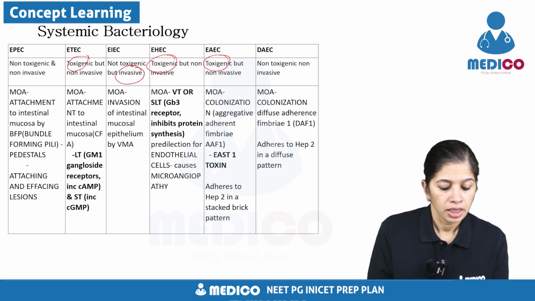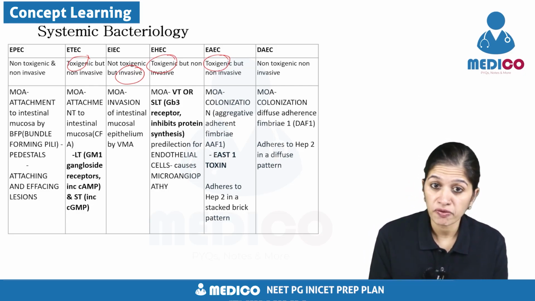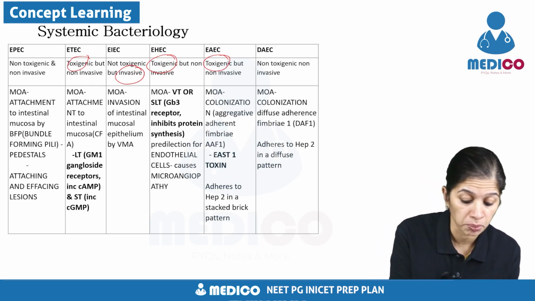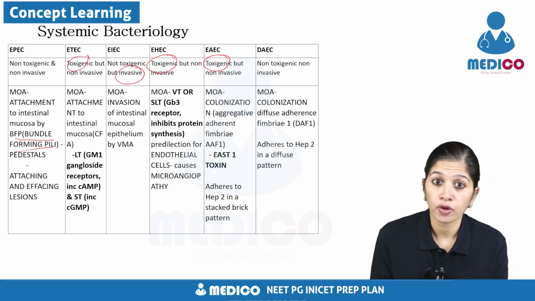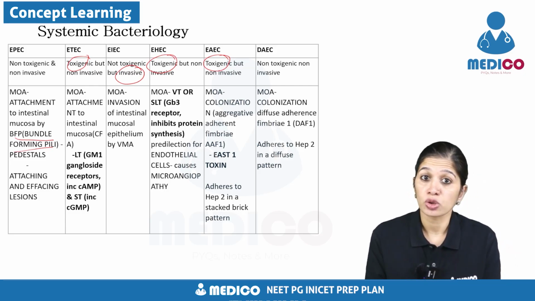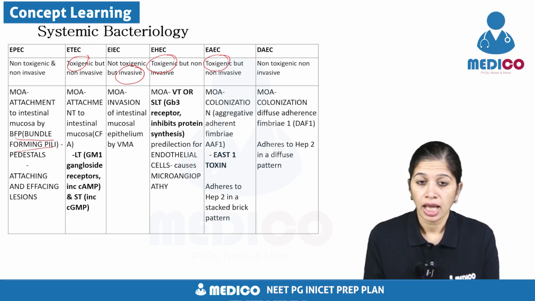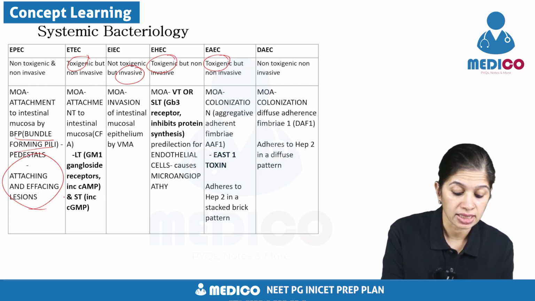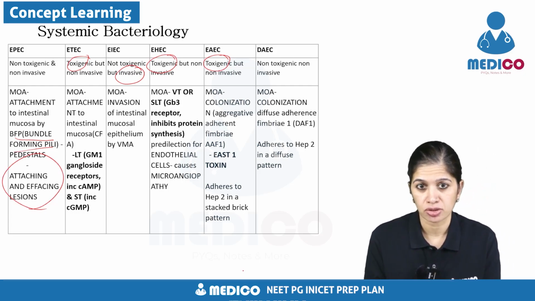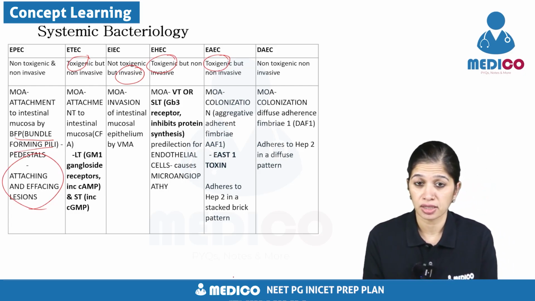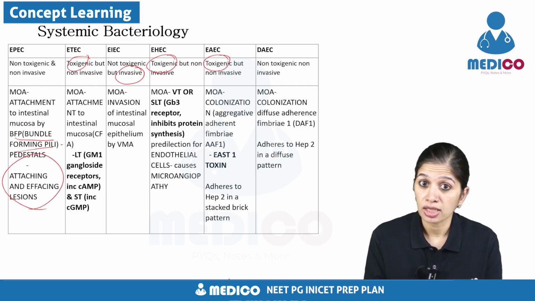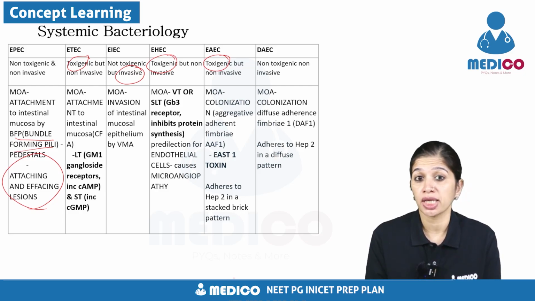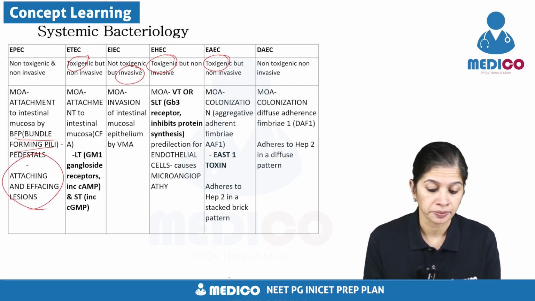Okay. Now, the mechanism of action of enteropathogenic is that it attaches to the intestinal mucosa by the BFP, that is bundle forming pili, and forms a sort of pedestal-like structure, and it produces something called attaching and effacing lesions. So that is what they had asked in the question. So it causes attaching and effacing lesions by means of BFP, bundle forming pili.